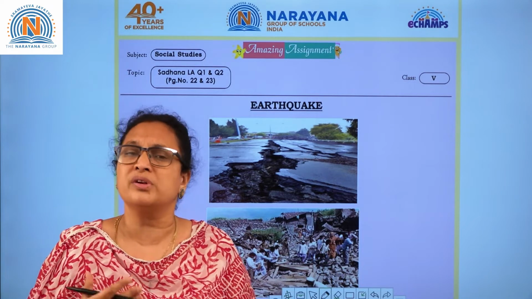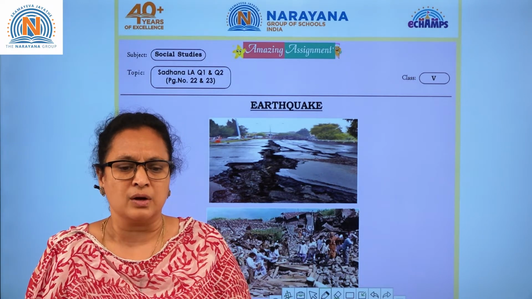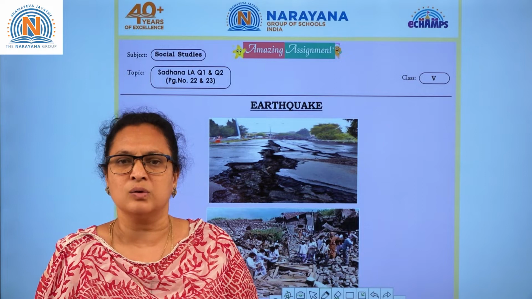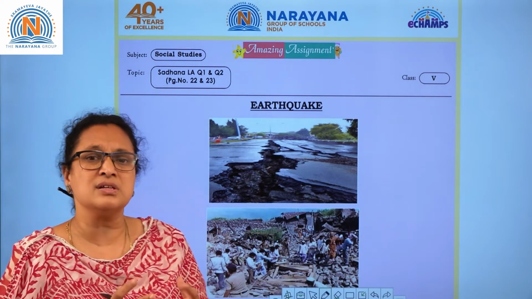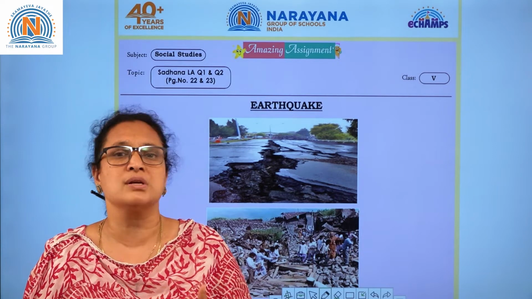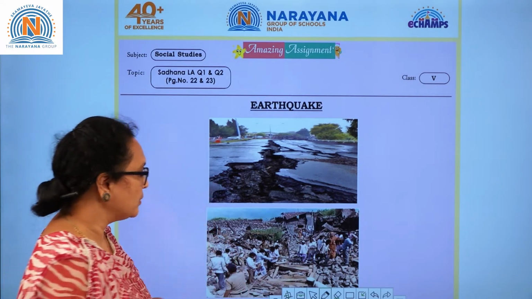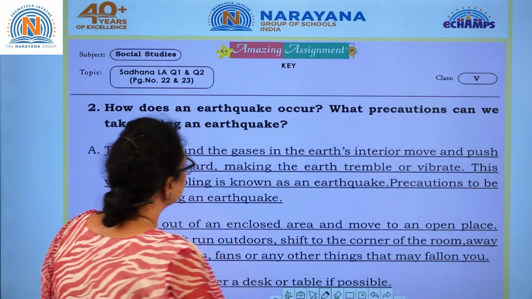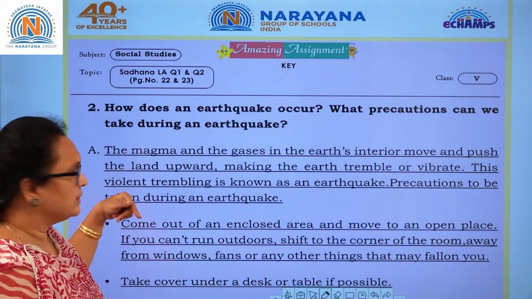Maybe we're not protecting the earth. Maybe it's global warming. You can say that. Okay, we can't actually say. That's the reason you always make sure that when development is happening, we go with sustainable development. So this is all about earthquake. Let's see what the answer for this is. Okay, let's read the answer.